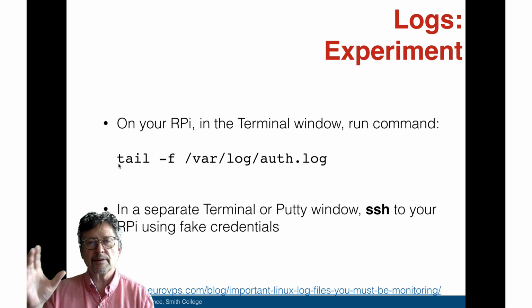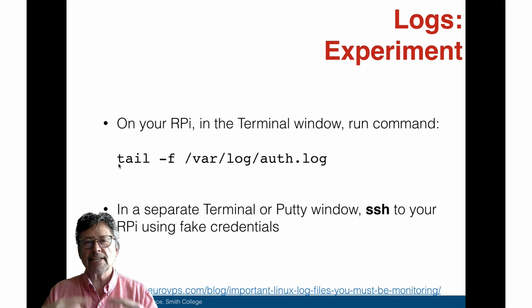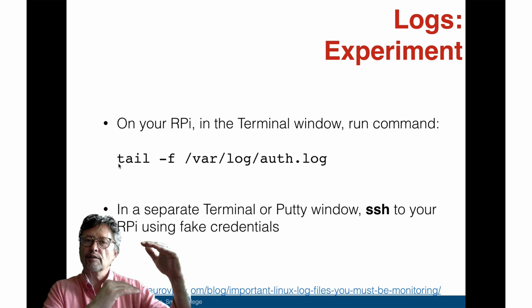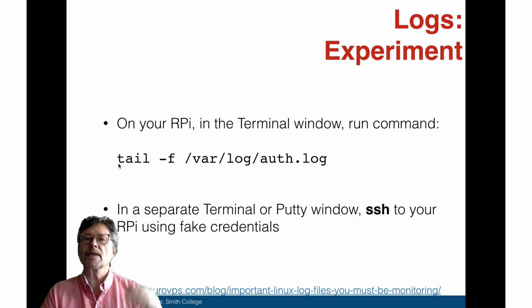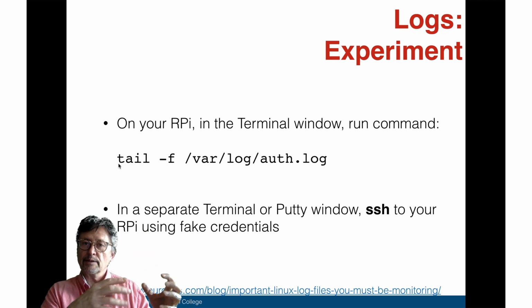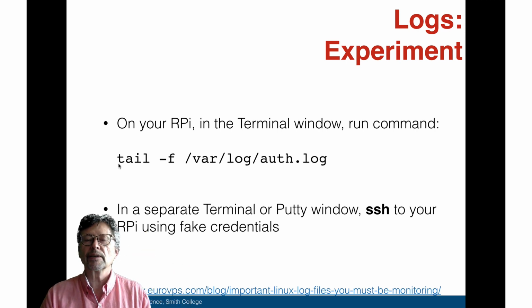If I say tail -f, what that command does is look at the end of the file, but it stops there. It waits, and if more information is added, then it's going to display it. So it's kind of like a dynamic way of looking at the end of a file that you know is going to grow, and tail -f is going to keep on showing it. So I'm going to be doing that.